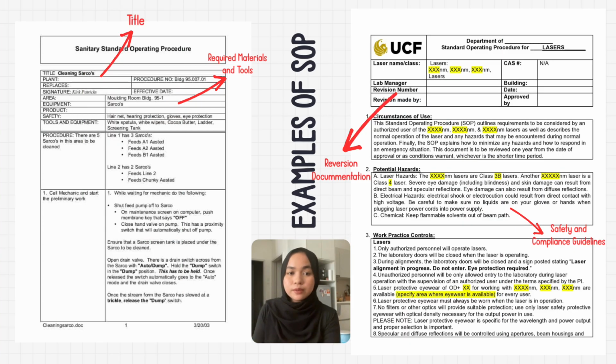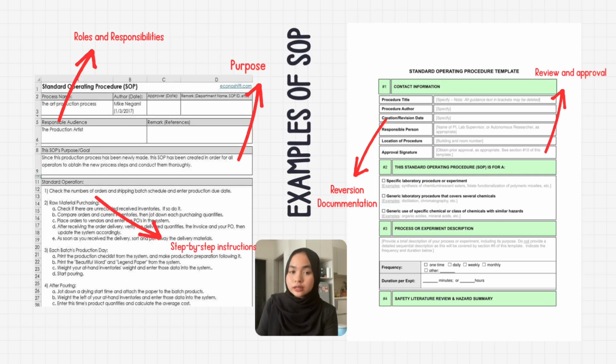These are a few examples of Standard Operating Procedures (SOP). The important components can be seen such as title and revision documentation. And here are the other two examples. We can see the step-by-step instruction was carefully written to avoid any confusion.